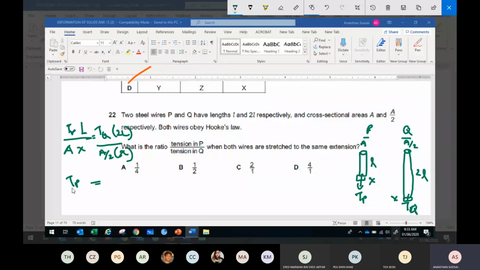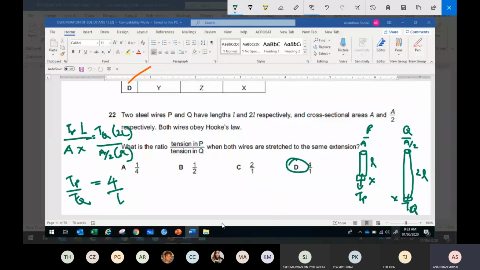So just TP over TQ, what do you get? You get exactly 4. It's maths. You see, 2 here and half: 2 divided by half, you get 4. So it's actually 4 to 1. So it's clear. Answer is D.